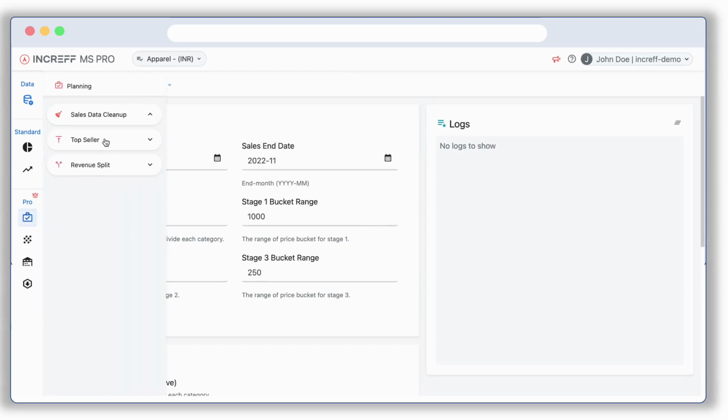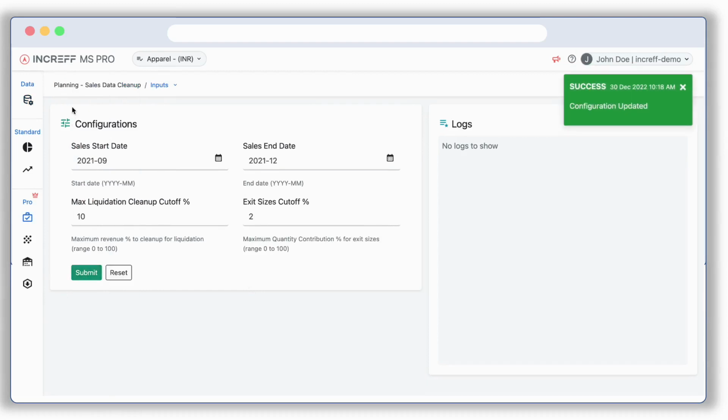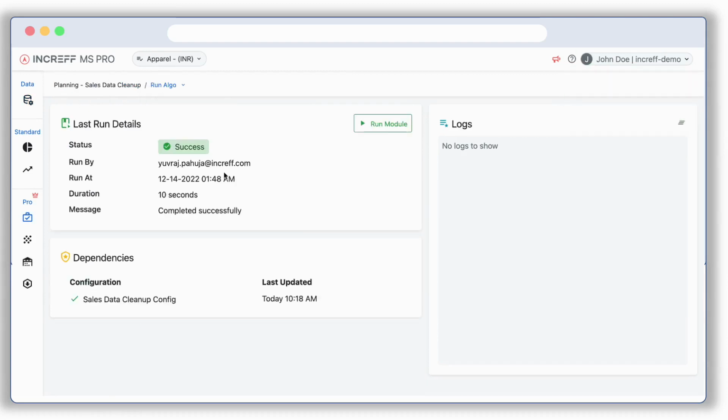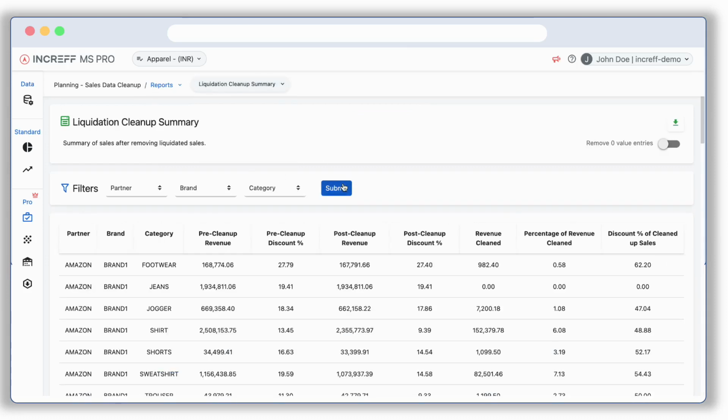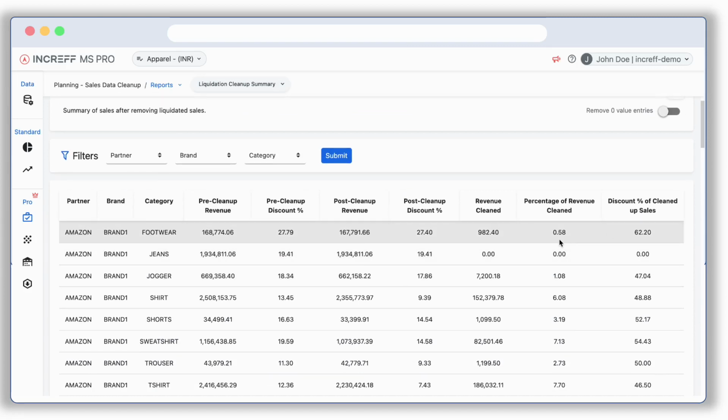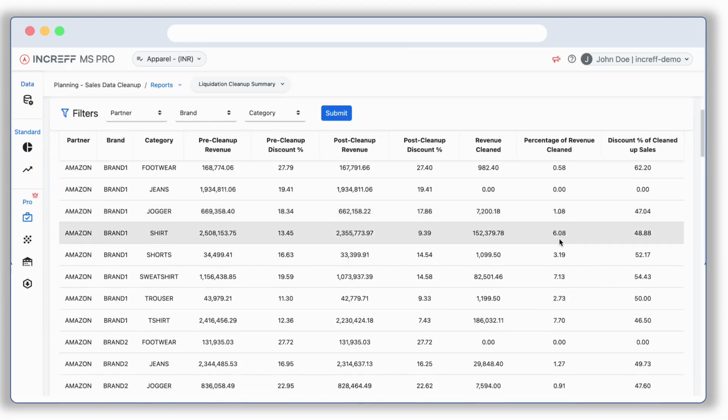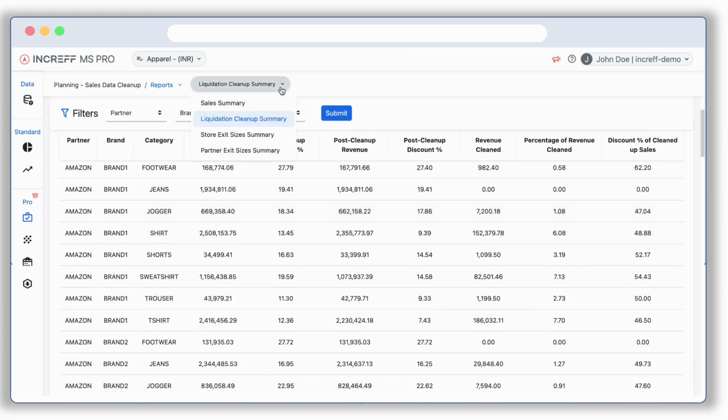To run the Sales Data Cleanup module, the module takes a few configuration inputs. After entering the configuration, run the module algorithm to smoothen the data at a granular level. Liquidation Cleanup Summary gives the Sales Cleanup report at Partner Plus attribute level. The system removes highly liquidated sales, and these cleaned-up sales are used as the base for analyzing the data.